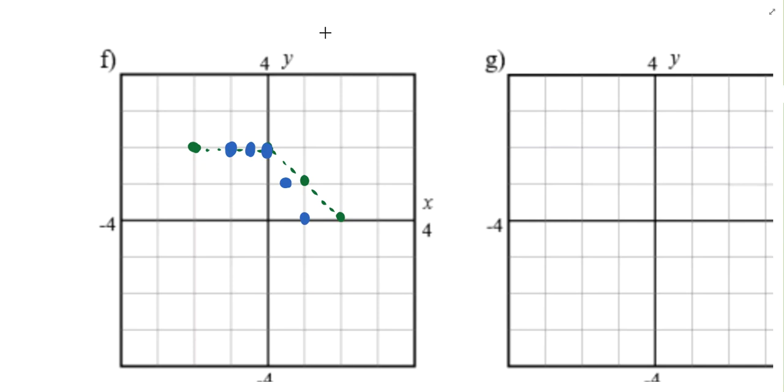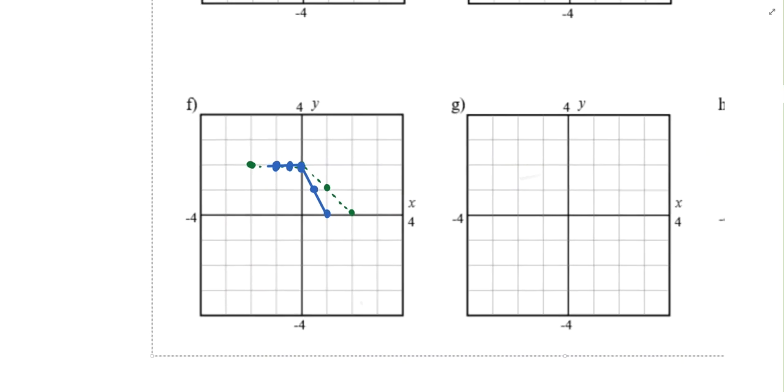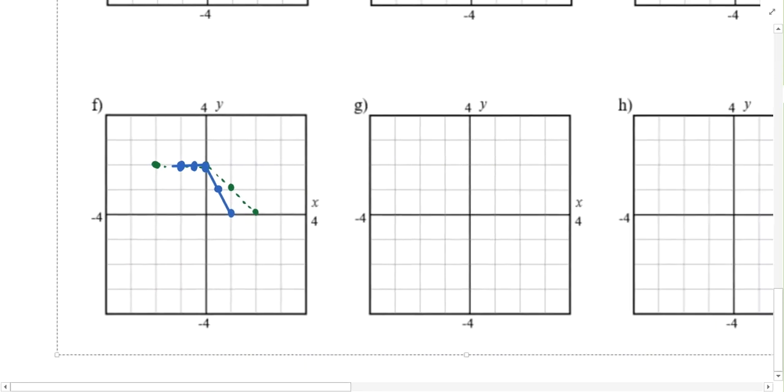And if I connect these blue dots with a straight line, then we'd have ourselves a picture of our transformed function. A factor of 2 on the interior of our grouping symbol multiplied by x means that this graph is now half as wide.